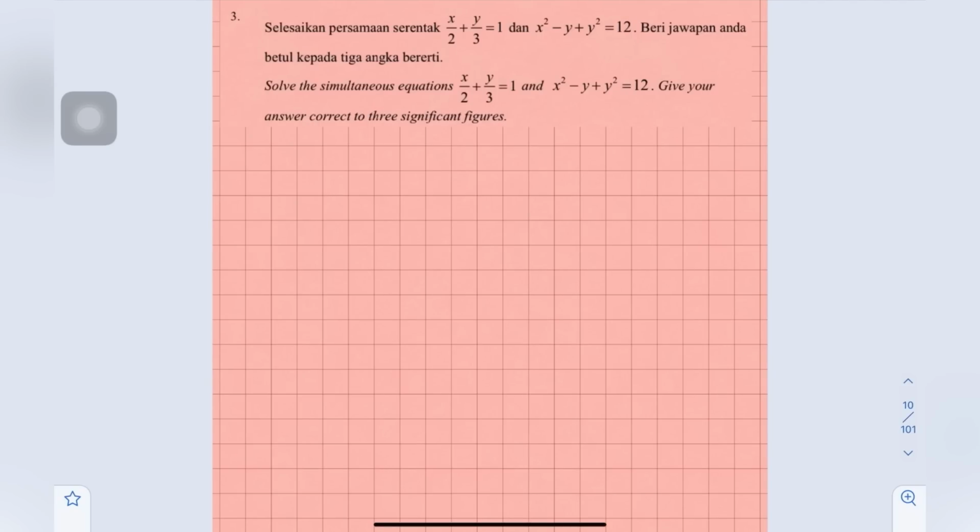Number 3, solve the simultaneous equation. x over 2 plus y over 3 equals 1, and x squared minus y plus y squared equals 12. Give your answer correct to 3 significant figures.